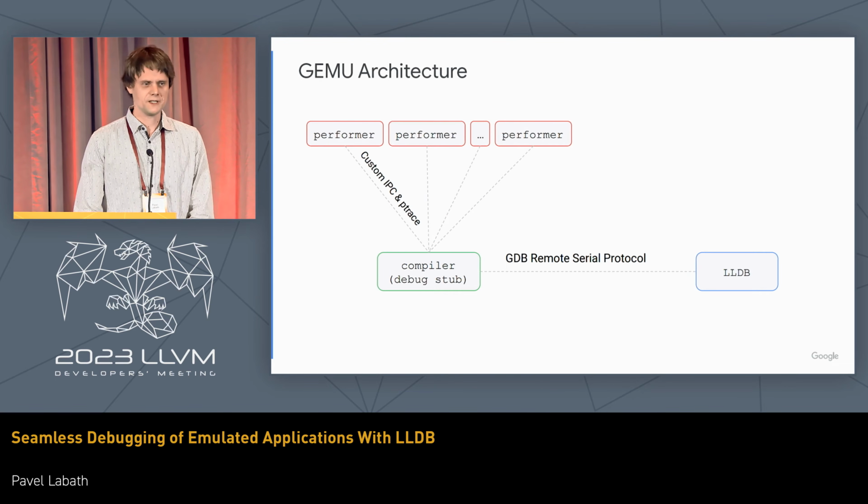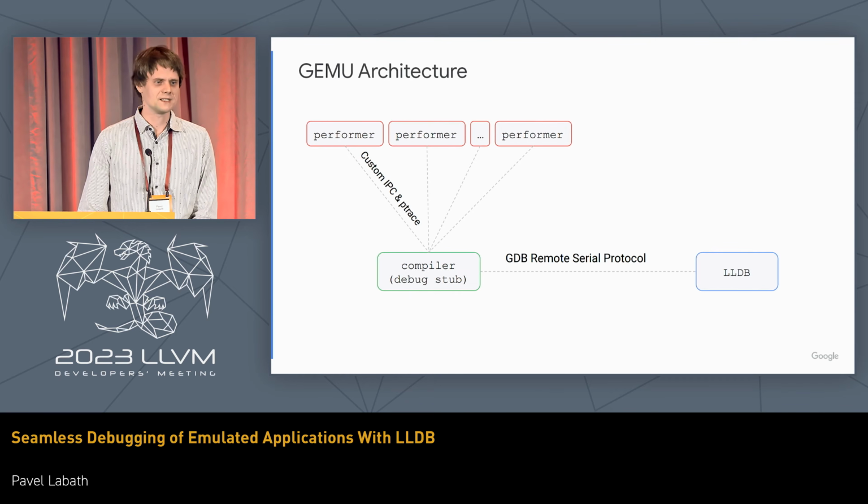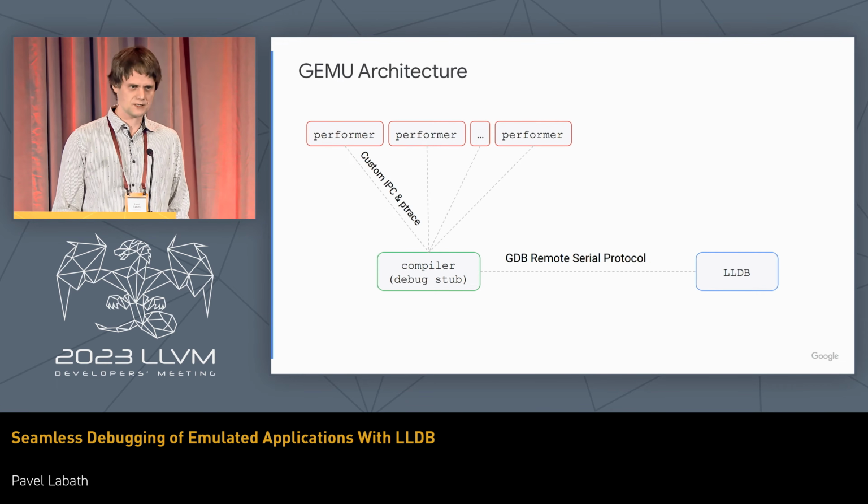So one of the features that is unique to our emulator is that it consists of two processes. The first one we call the performer, and this is what represents the emulated process to the rest of the guest operating system. And then we also have another process which we call the compiler, and this is what really does a lot of the heavy lifting that's required for performing emulation.